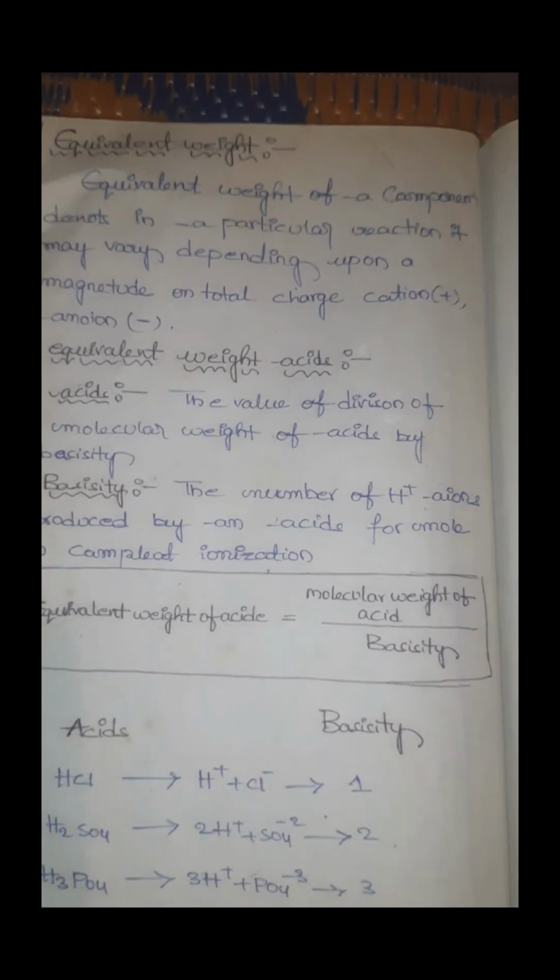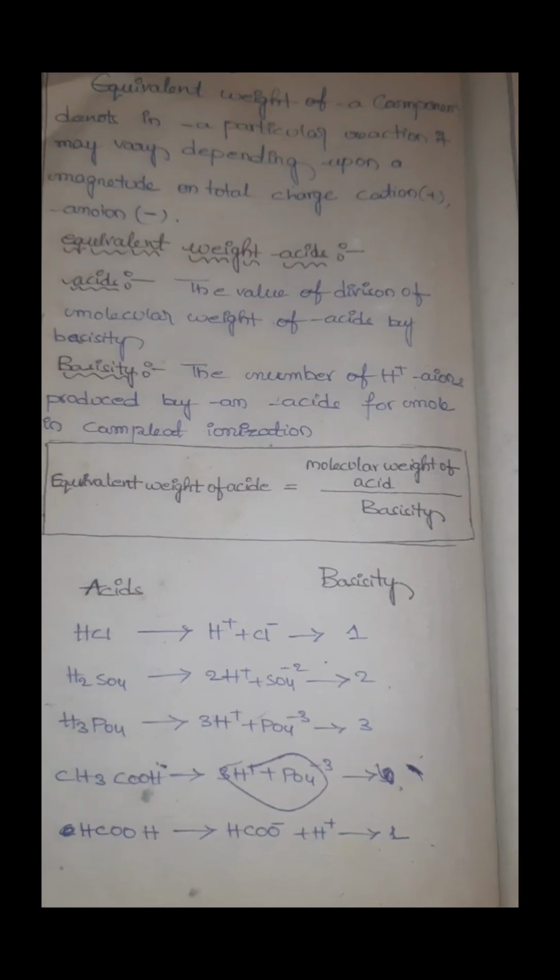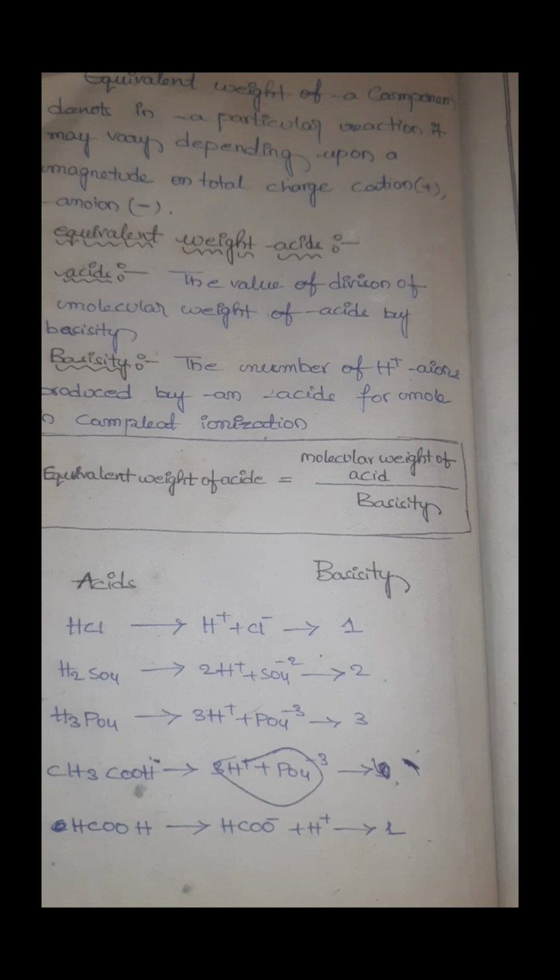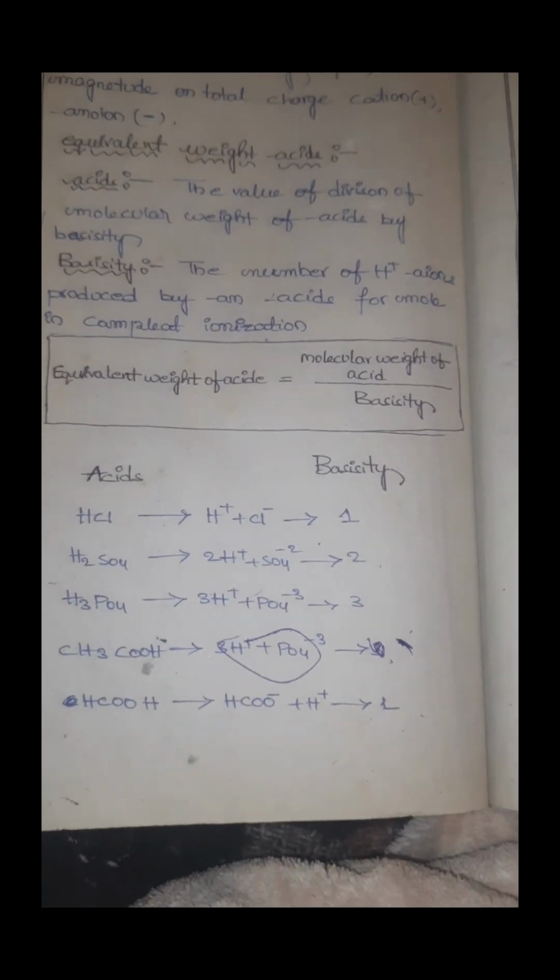Equivalent weights: how to find the equivalent weight is given here. In the case of acids, the equivalent weight is the molecular weight of the acid divided by basicity. Basicity is the number of hydrogen atoms released from the given molecule. HCl has basicity 1, sulfuric acid 2, phosphoric acid 3, acetic acid 1, formic acid 1.